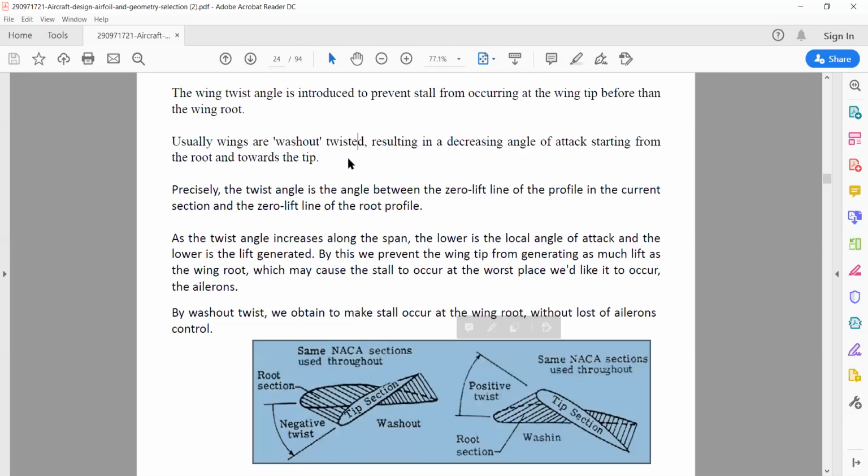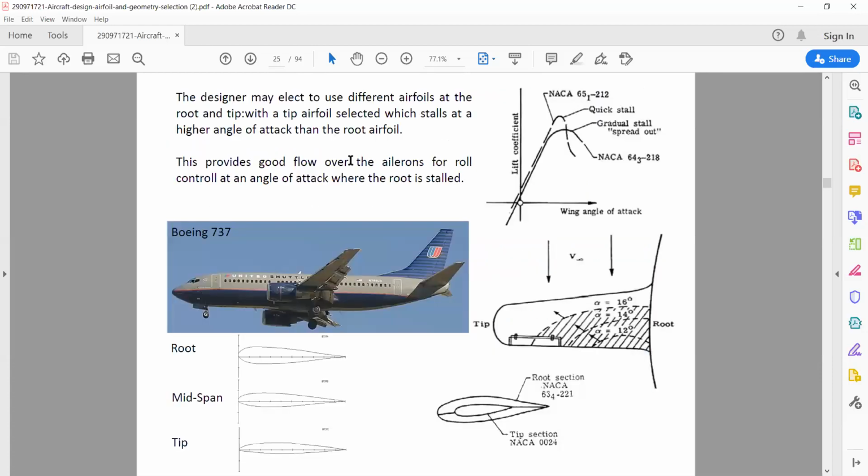And also, why is the twist introduced? To prevent the stall. Just remember this. The twist angle is introduced to prevent stall. Mainly the wings will be given a washout twist. Why, and each and everything, we'll discuss in the wing design.